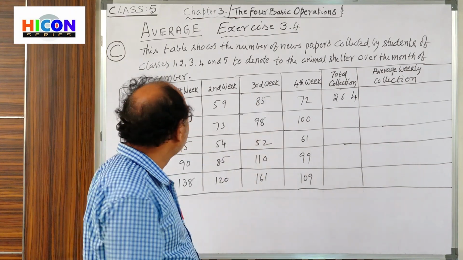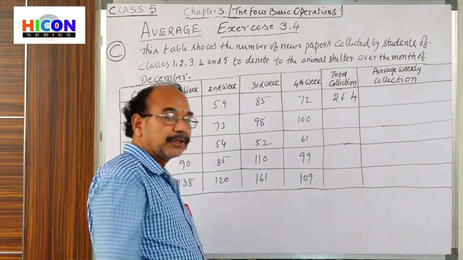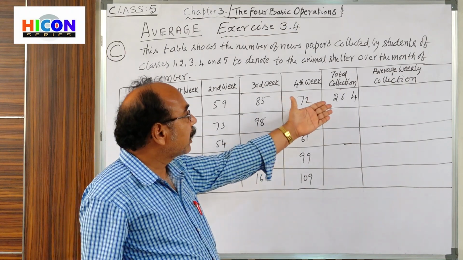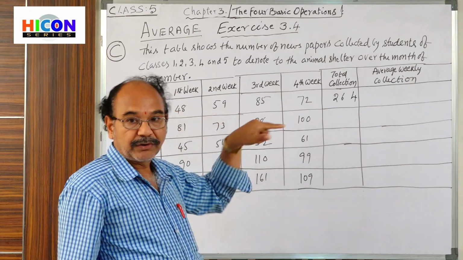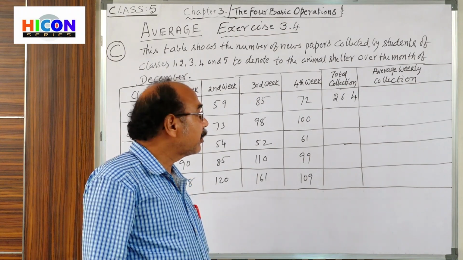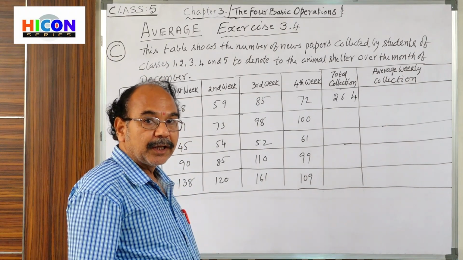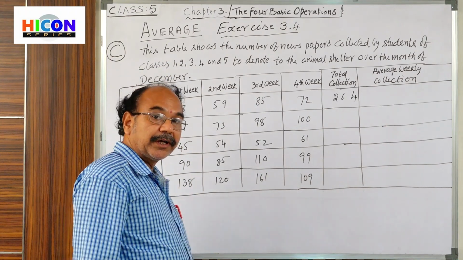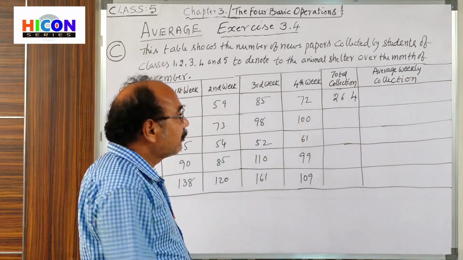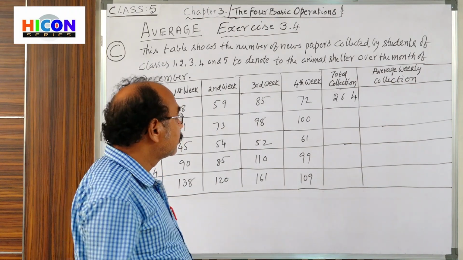Now, average weekly collection of the first class students. How can you find the average here? You divide the total collection by 4. So according to the average statement, what is the definition here? The average is equal to the sum of the quantities divided by the number of quantities. That's why you divide 264 by 4. Then you will get the average weekly collection of the first class students.